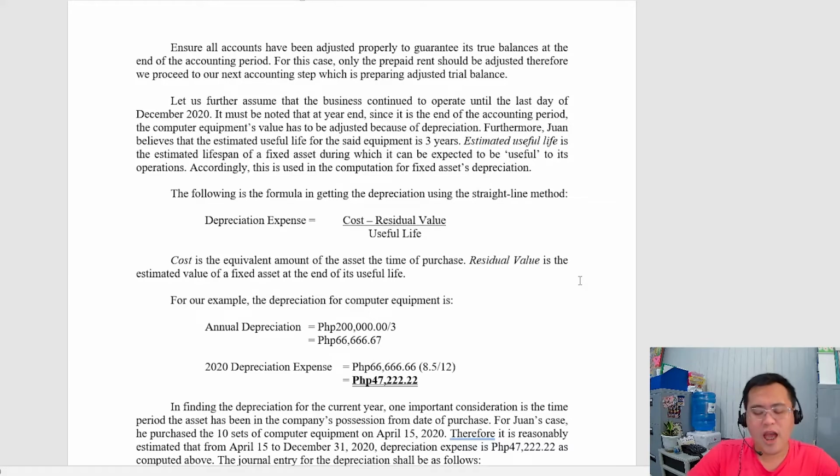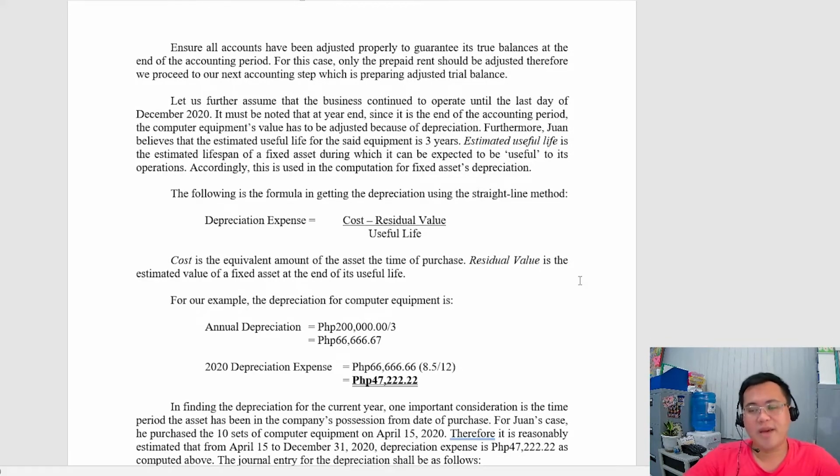Meaning to say, one believes that the computer set is good for 3 years. After 3 years, it should be condemned, or they could actually sell it at a lower price. But then again, the value at the end of the life should actually be zeroed out. If he believes that at the end of year 3 he wanted to sell it, from 20,000 for each computer, he wanted to sell it at 1,000 peso.